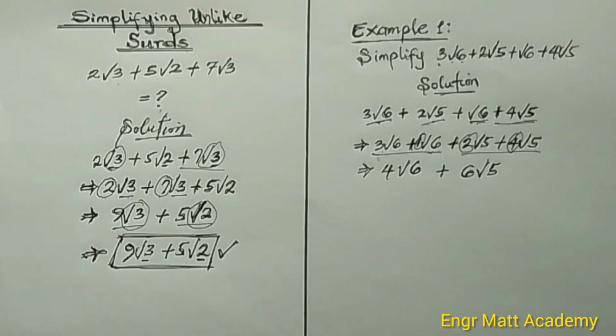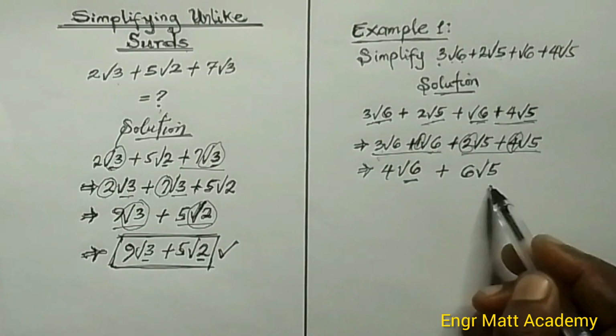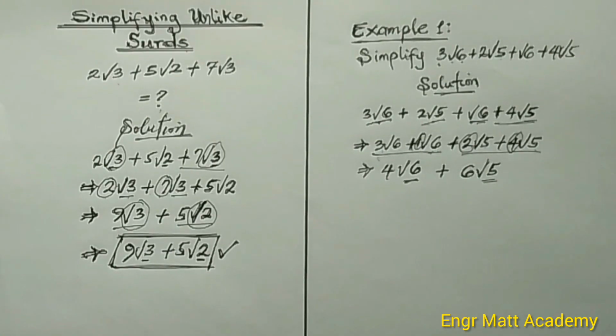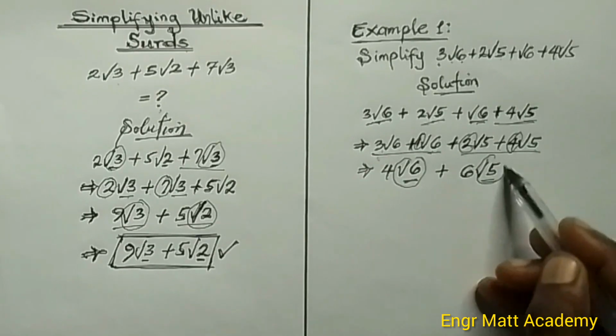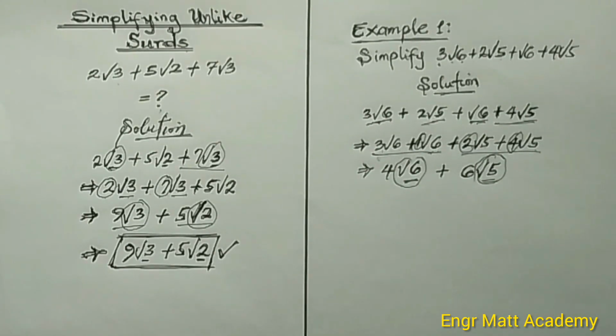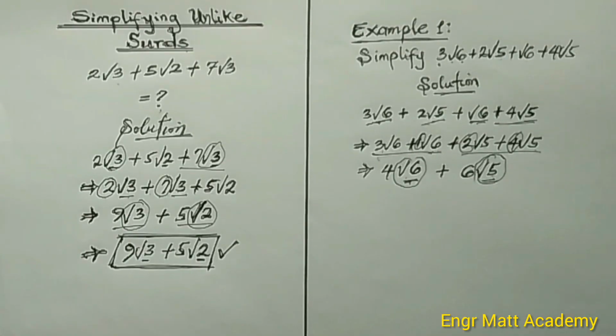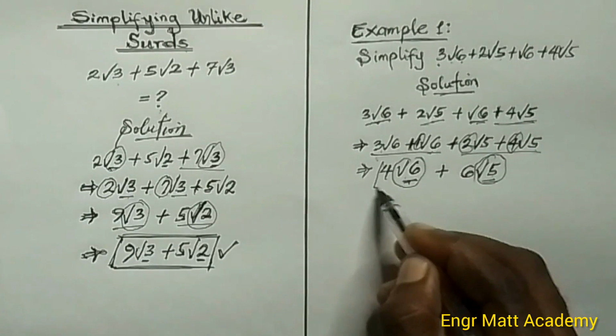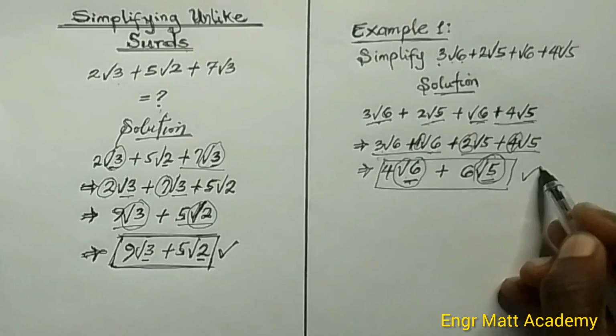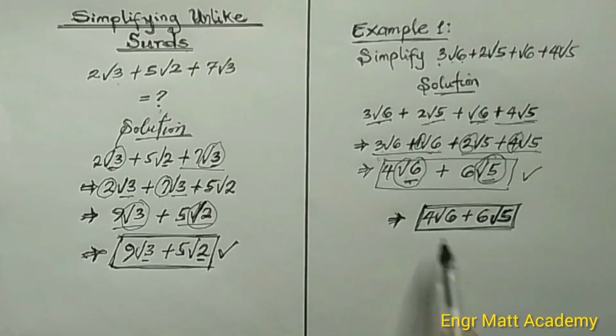Next, we look at the numbers inside the root sign. Here we have root 6 and here we have root 5. We cannot simplify root 6 further, and we cannot simplify root 5 further. Why? Because these two surds are unlike surds. Therefore, this becomes our final answer. So the final answer becomes 4 root 6 plus 6 root 5. Because they are unlike surds, we cannot add them. So we leave them at that.